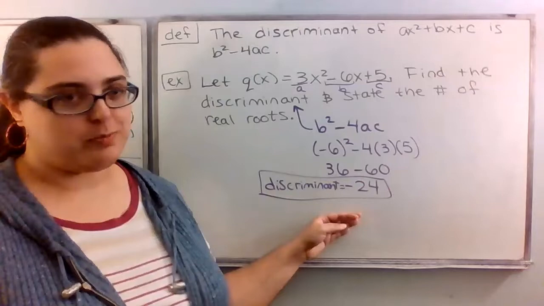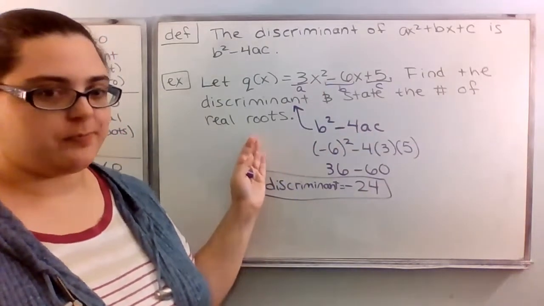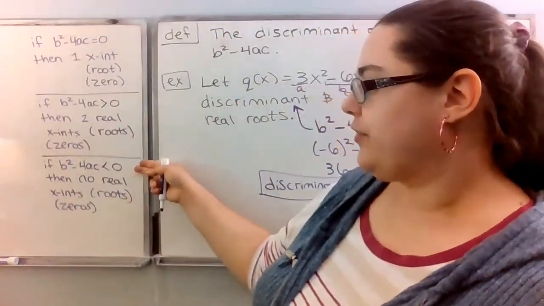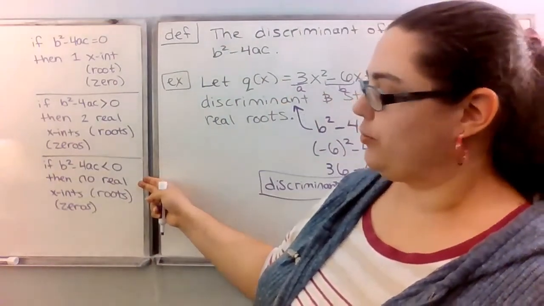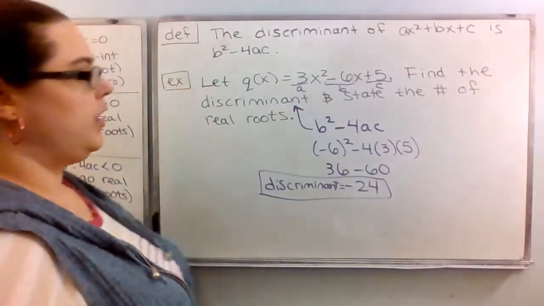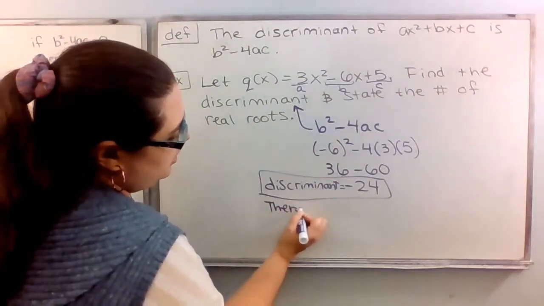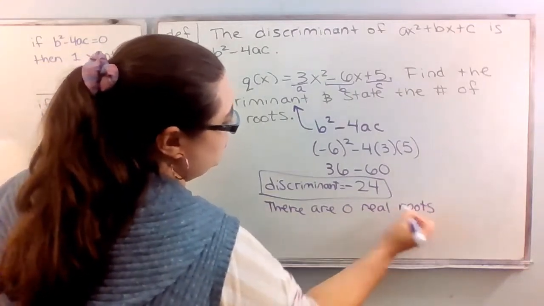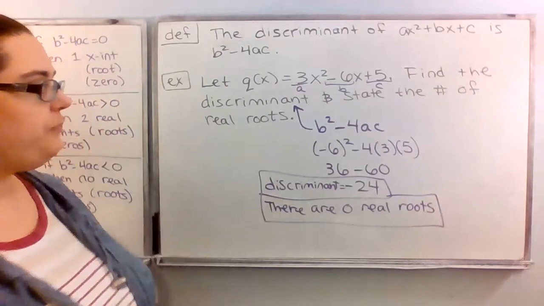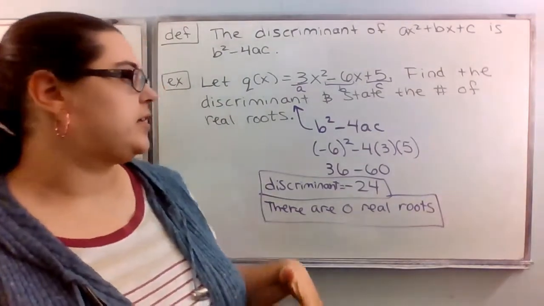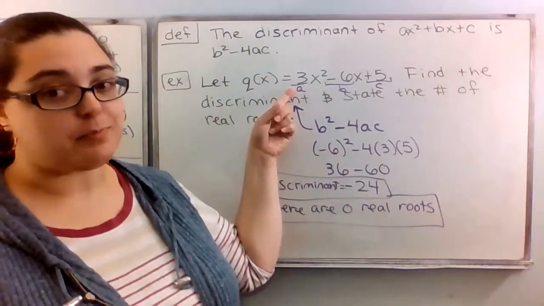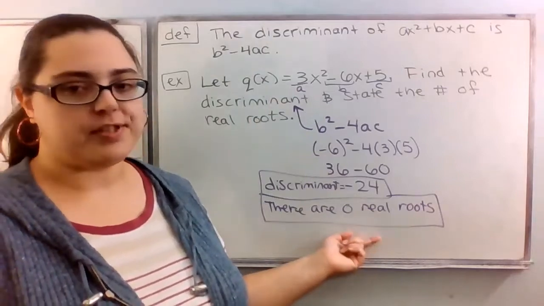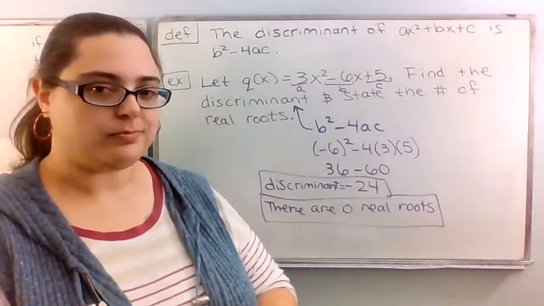And then to finish this problem, we need to state the number of real roots. So because our discriminant is negative, I'm going to go back to our reference here. If the discriminant is negative, then there are no real roots. So there are 0 real roots. So what this means, since the coefficient of the x squared term, since a is +3, that means this is a smiling parabola. And because there are no real roots, that means it's hovering above the x-axis.